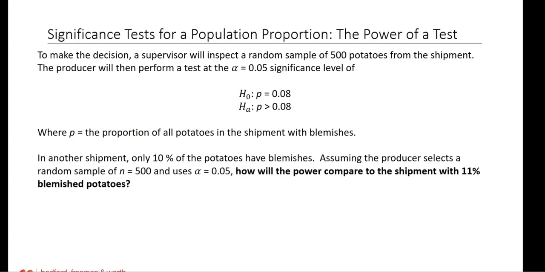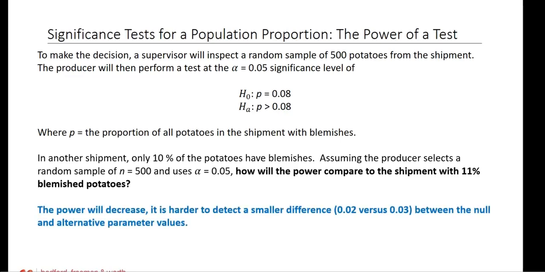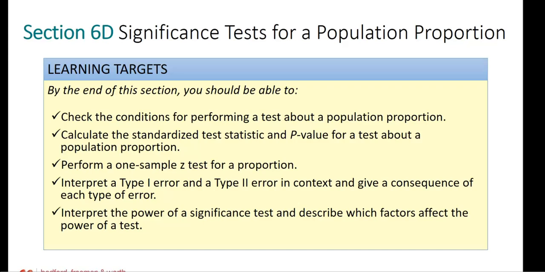Assuming the producer selects a random sample of 500, uses alpha as 5%, how will the power compare to the shipment with 11%? Okay, so in this one, 10% have blemishes. Well, that's not as extreme a result. Remember, 8% is our null. 10% is closer to the null. So power will decrease, right? Because it's a smaller difference. For more power, we want the sample and the null to be further apart. That would give you more powerful results. The power would be greater.